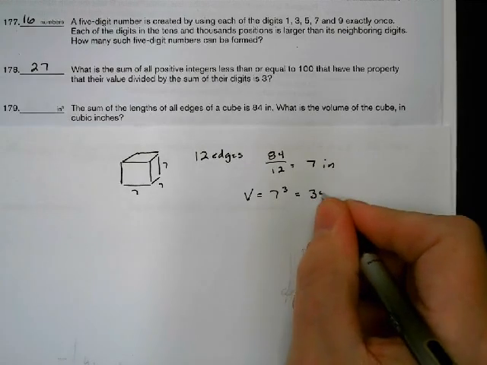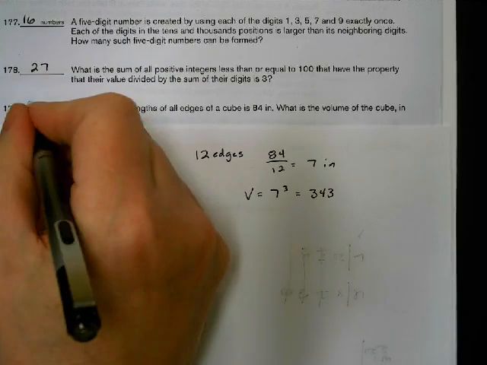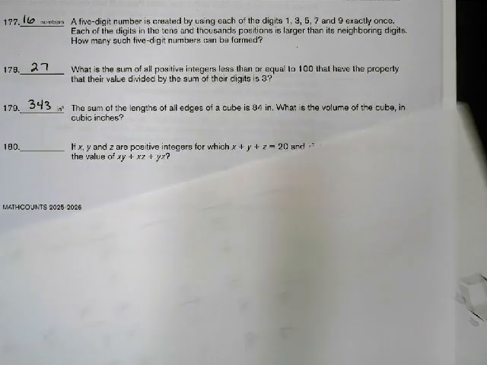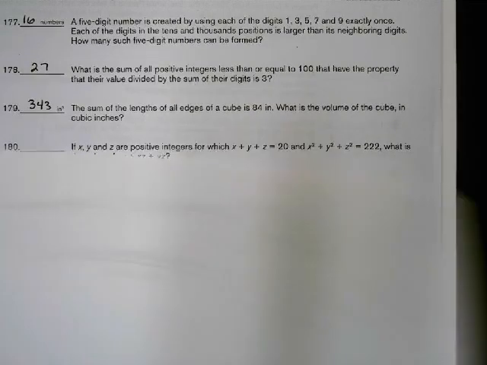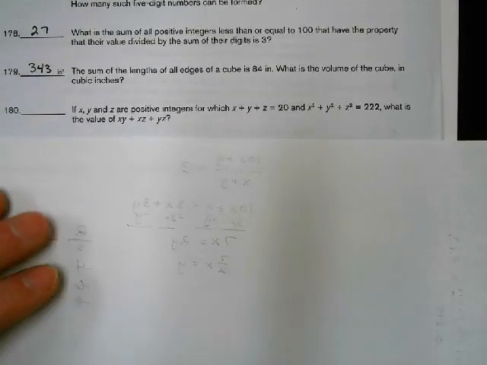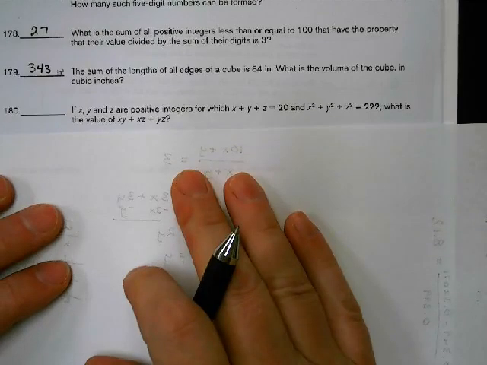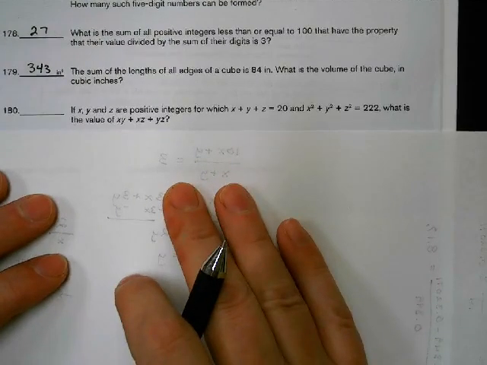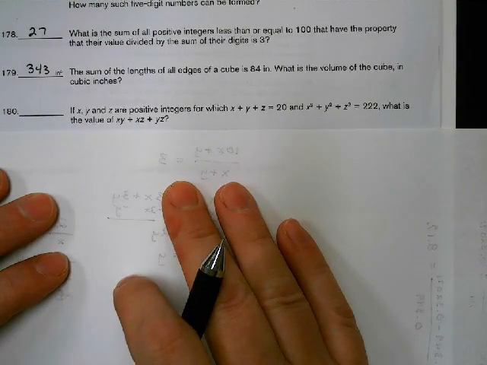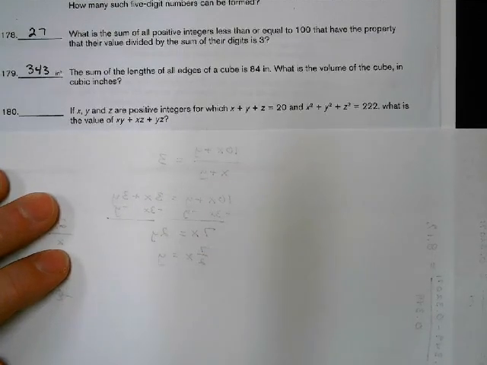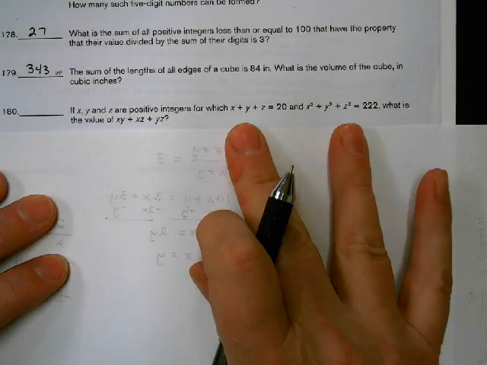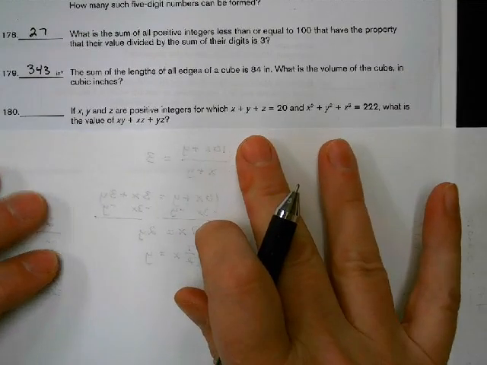All right, last one. If x, y, and z are positive integers for which x plus y plus z equals 20, and x squared plus y squared plus z squared equals 222, what's the value of xy plus xz plus yz? All right, so there's a lot of things that you could try on this one. The first thing that I tried is I tried to add the two equations together and see if I could do some fancy factoring with that one. Didn't really get anywhere.